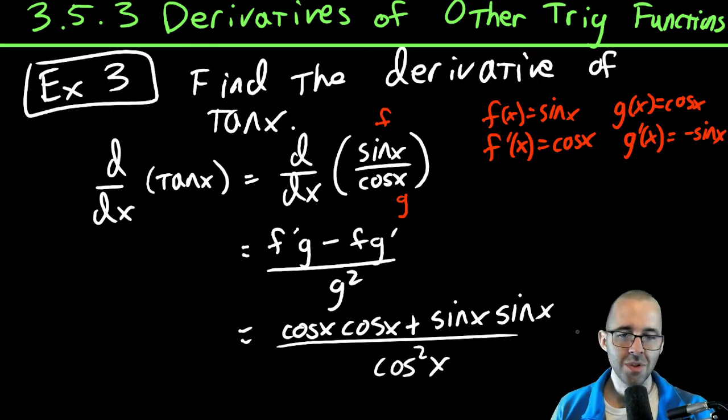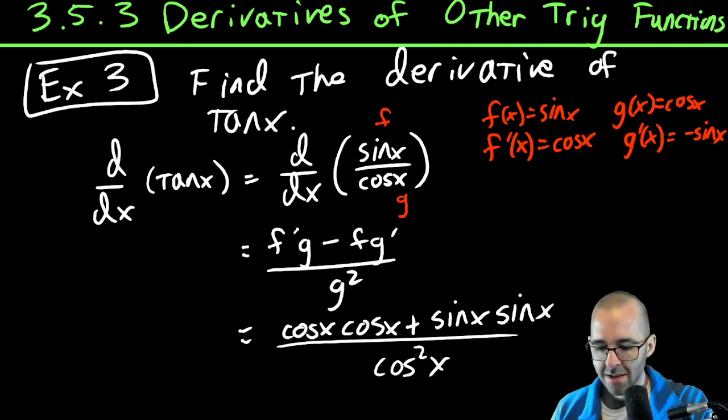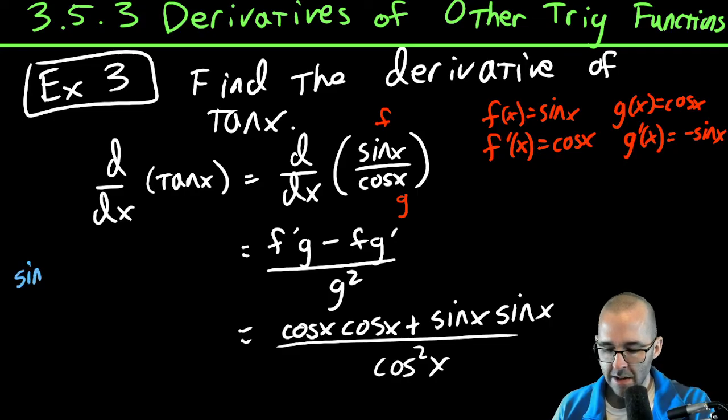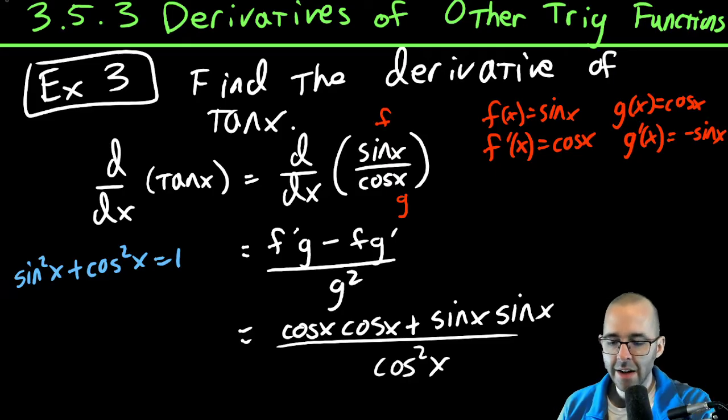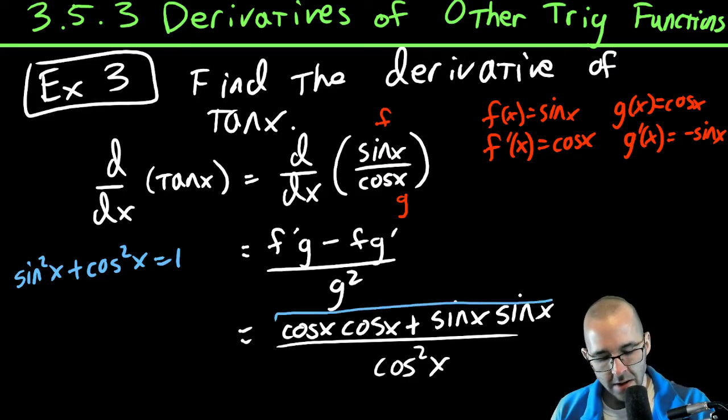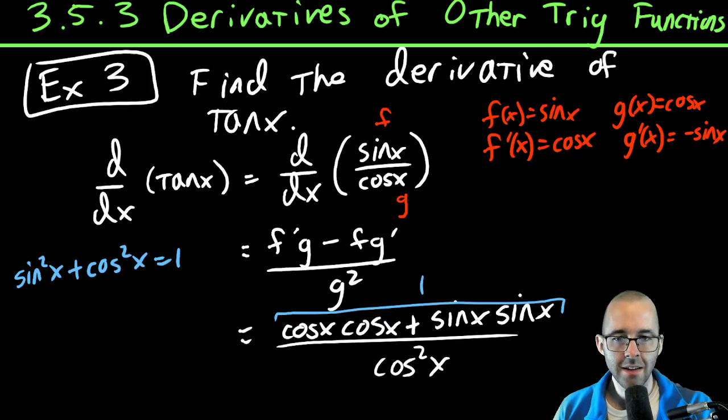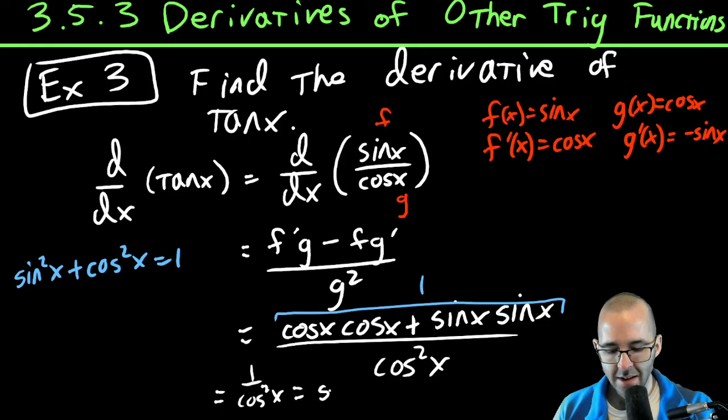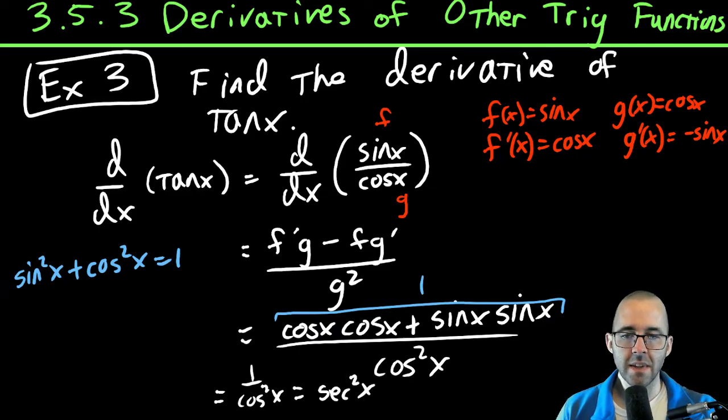Now there's a couple of ways of proceeding from here. One of them is to look at our numerator. That's just cosine squared of x plus sine squared of x. And remember, sine squared of x plus cosine squared of x is always equal to 1. That's our Pythagorean identity. This is just 1. We have 1 over cosine squared. What's 1 over cosine squared? Secant squared. Derivative of tangent is secant squared.